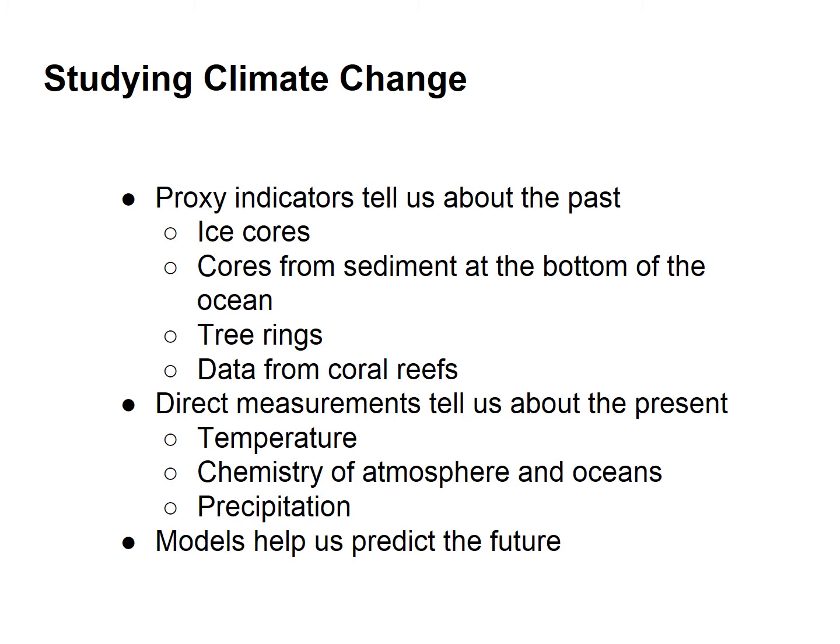Okay. For the here and now, we have direct measurements that tell us about the present. So we can measure temperature, we can measure the chemistry of the atmosphere and the oceans, and we can measure precipitation rates. And then finally, in the future, we have to come up with models. So these are supercomputers, right, that can take thousands of points of data and then model how this will impact the future. And then what people do is they see, well, here's what's happening now. Does the model fit that? And then if it fits that, we can be more confident that it's going to predict the future.